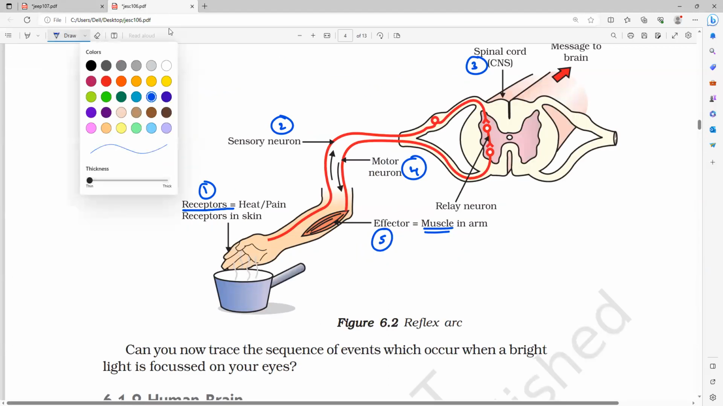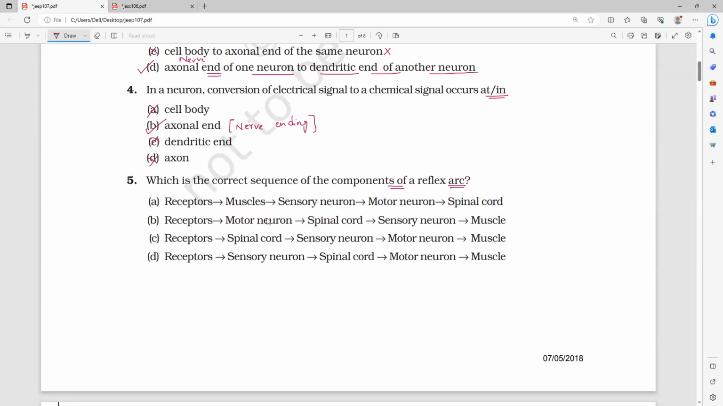Option D, sir. Yes, D, Mr. Rohit. Option D: receptor, sensory neurons, spinal cord, motor neurons, and muscles.